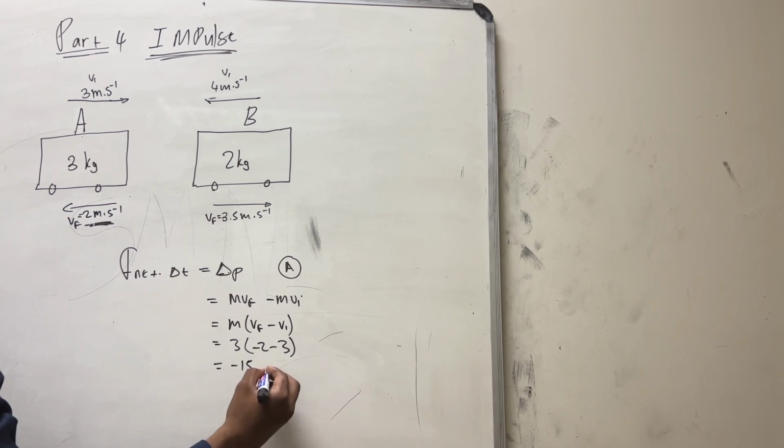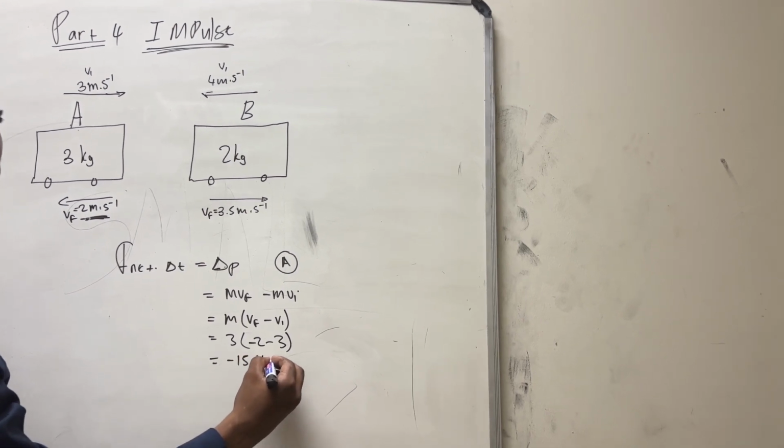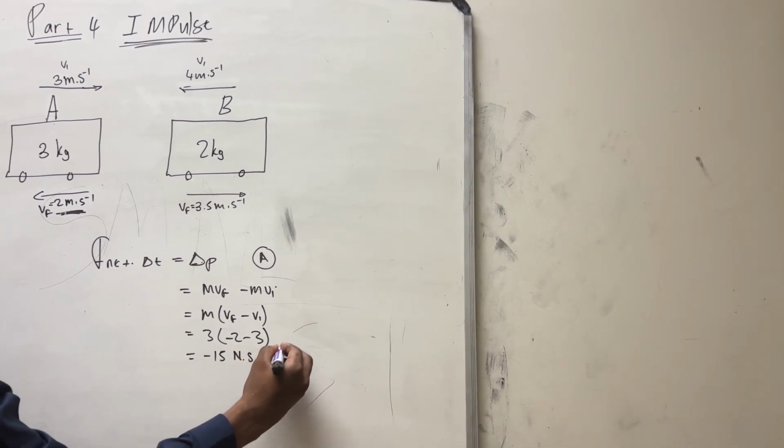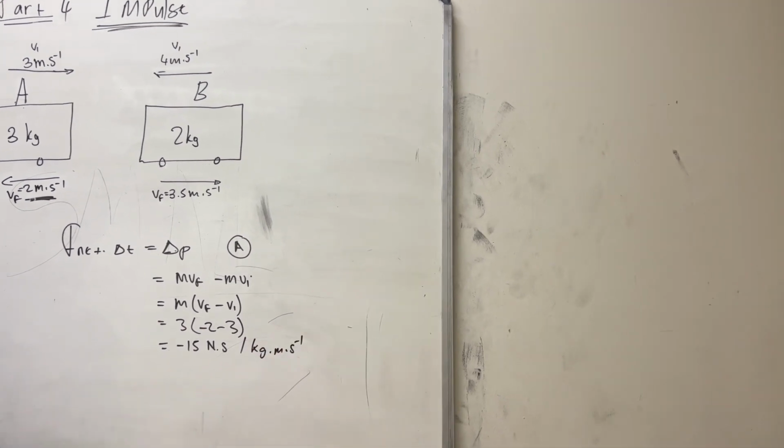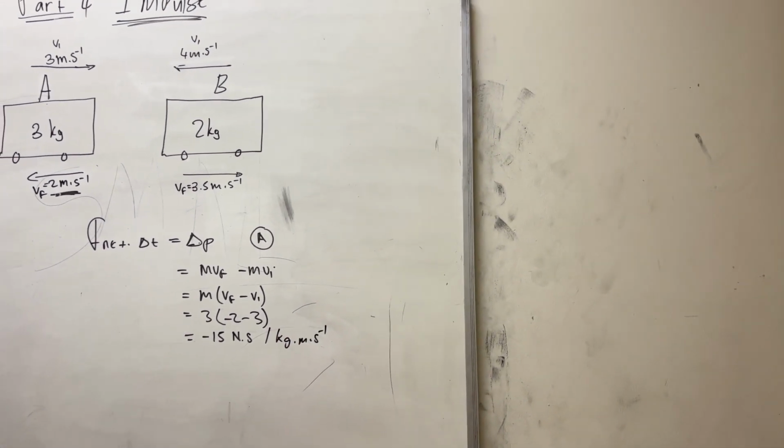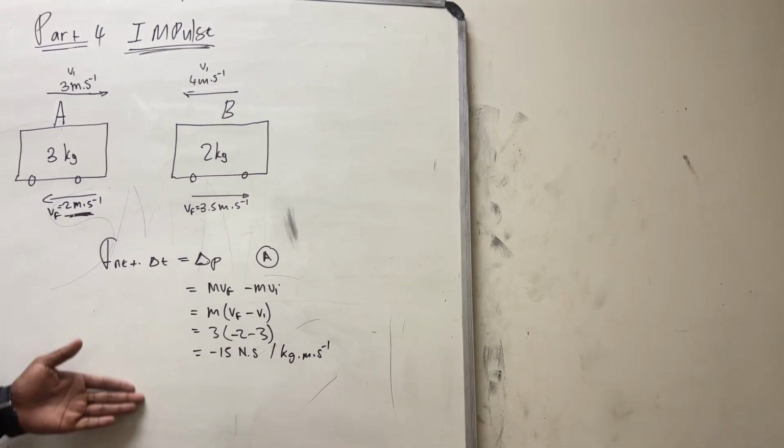So we can say the unit is newton seconds or kg meters per second. Those are the units for the impulse. So that's how we calculate the impulse.